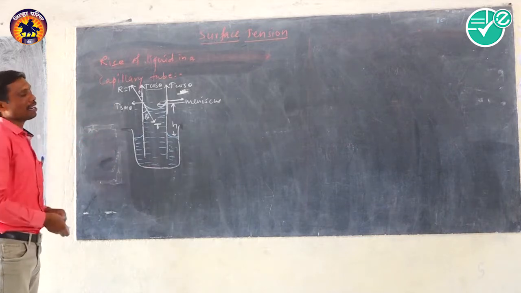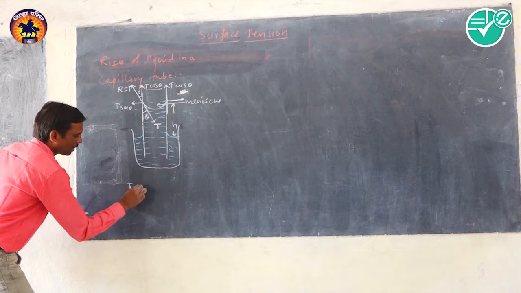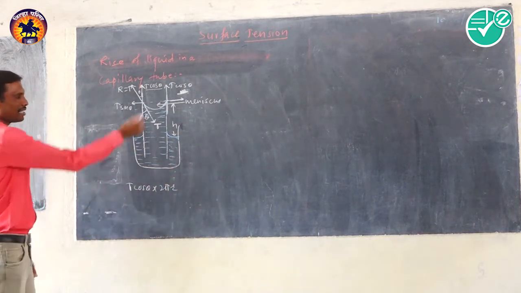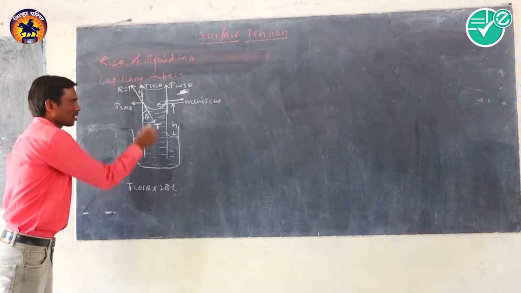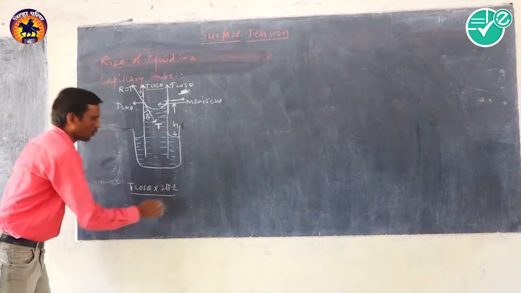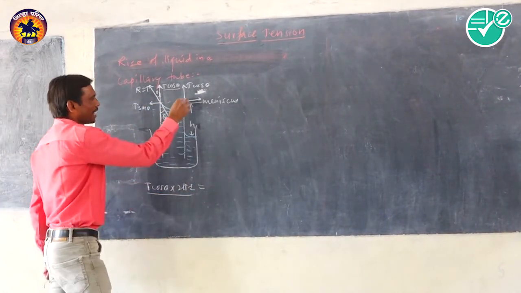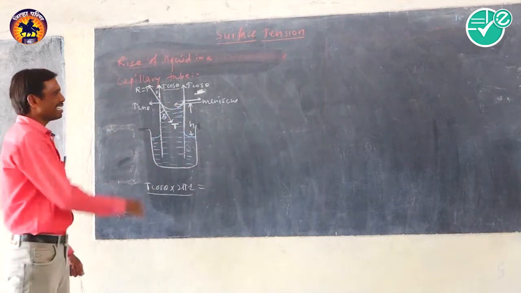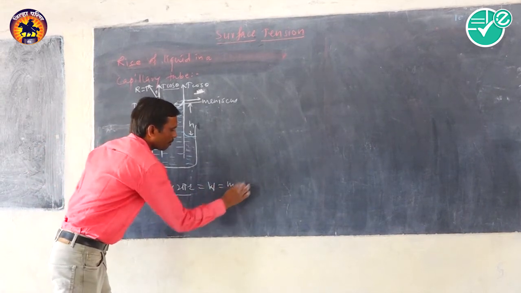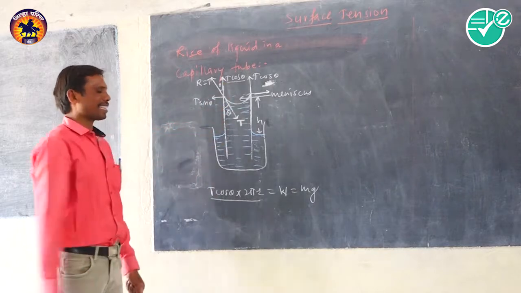So what is the total upward force acting on the liquid meniscus? That is T cos theta into length of the liquid meniscus, and that is the circumference of the meniscus or glass capillary tube, that is 2 pi r. And this total upward force acting on the liquid meniscus balances the weight of liquid column inside that glass capillary tube. Now consider weight of liquid column, that is mg. M is the mass of the liquid column inside that glass capillary.